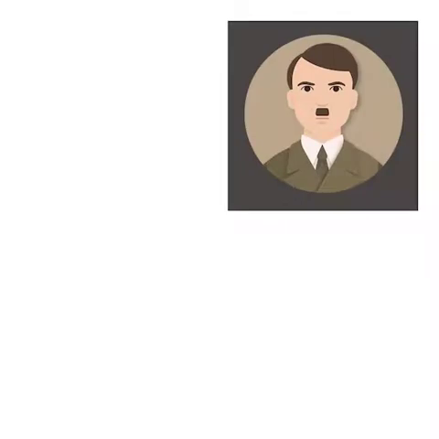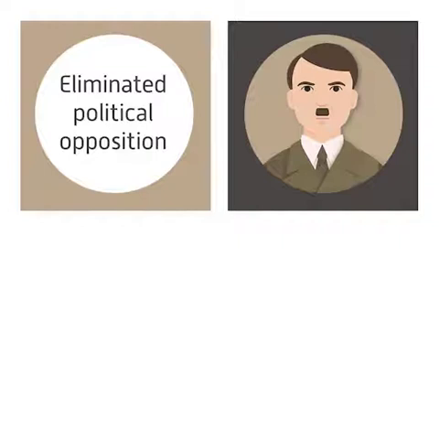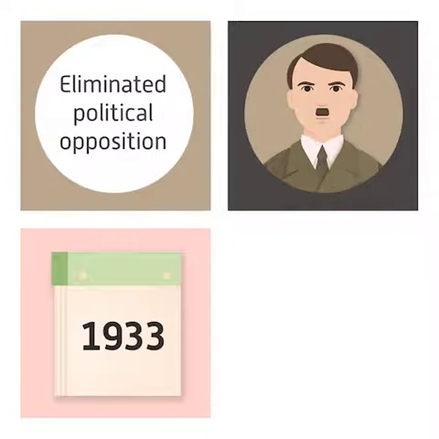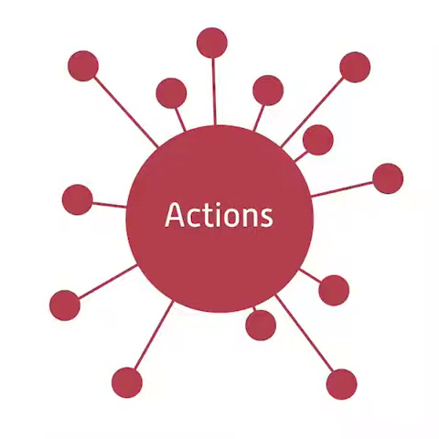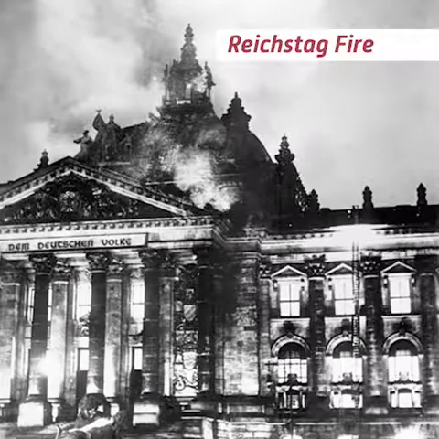In this pod, we'll look at how Adolf Hitler eliminated his political opposition in 1933, following his appointment as the Chancellor of Germany. Hitler's moves to eliminate opposition can be traced to many different actions. One of the earlier examples follows the Reichstag fire.